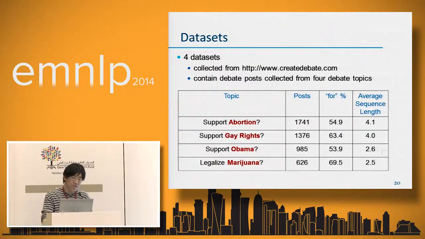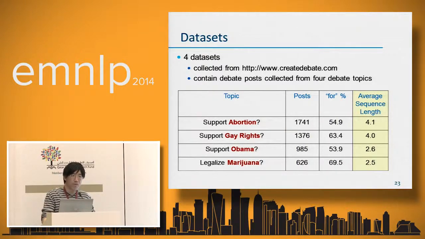We employ 4 data sets taken from createdebate.com. These data sets contain debate posts collected from 4 different debate topics: do you support abortion, gay rights, Obama, and should marijuana be legalized. Here I have the size of the data sets as well as the percentage of posts labeled as for. The last column of this table shows the average sequence length.